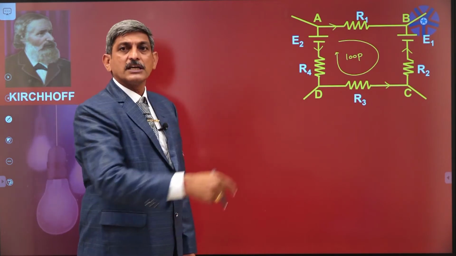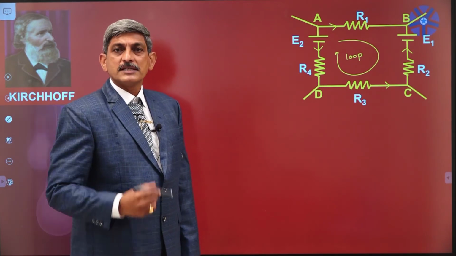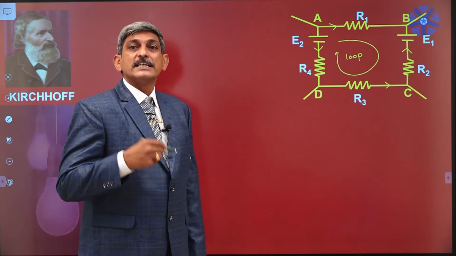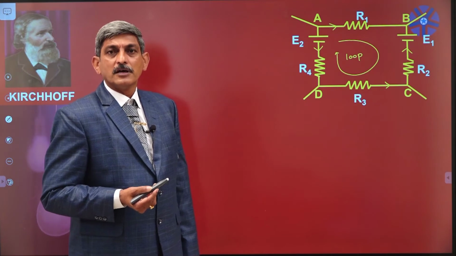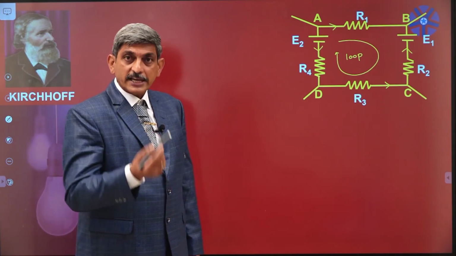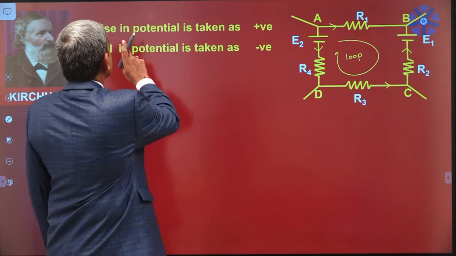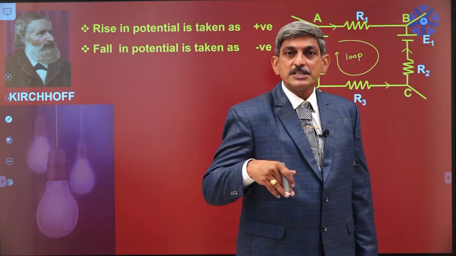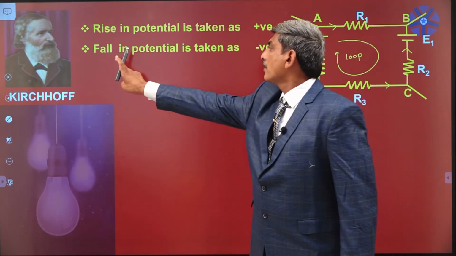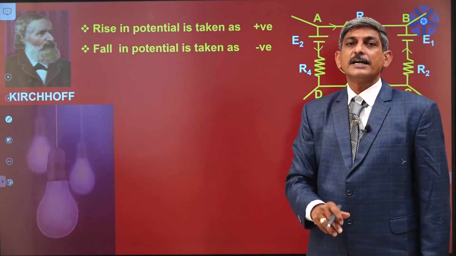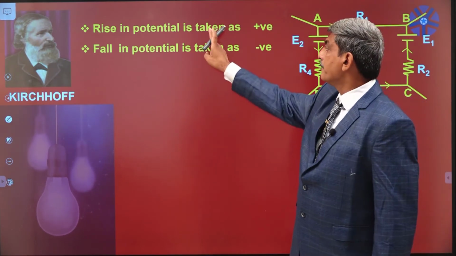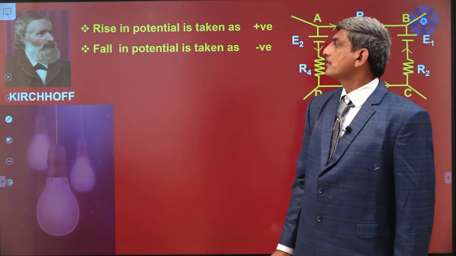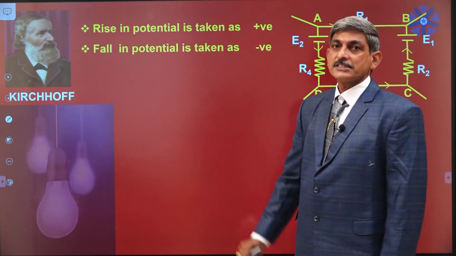Whenever we are moving along the closed path or loop, sometimes there may be a fall of the potentials, sometimes there may be a rise of the potentials. Now, the convention is the rise in potential is taken as positive and fall in potential is taken as negative. This is the important notation.